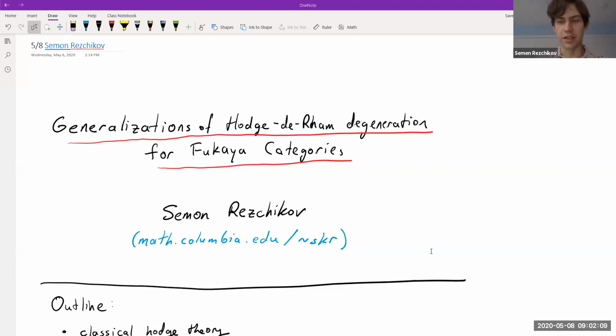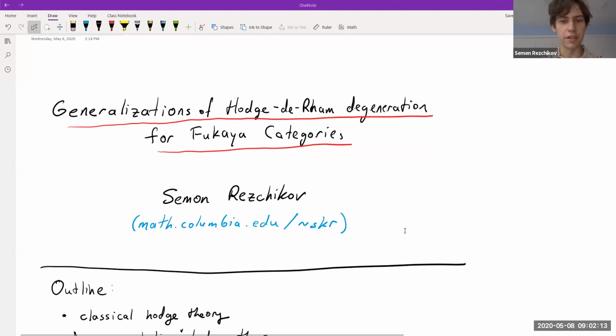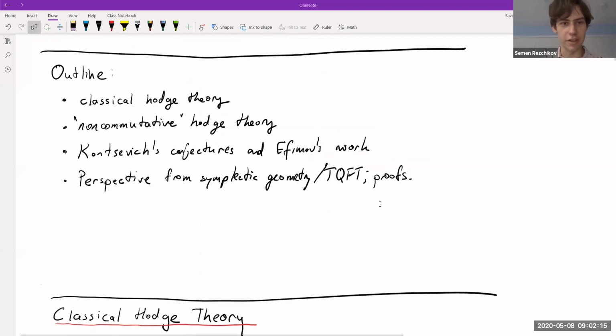My website is on this first slide if you end up wanting to take a look at it. So here's what the outline of the talk is going to be. Before I can tell you about generalizations of Hodge-de-Rham degeneration for categories, I should first remind you what Hodge-de-Rham degeneration is. This is some fact in classical Hodge theory of algebraic varieties, which has both an analytic component, a Hodge theory, and an algebraic component, namely something about algebraic de-Rham cohomology.